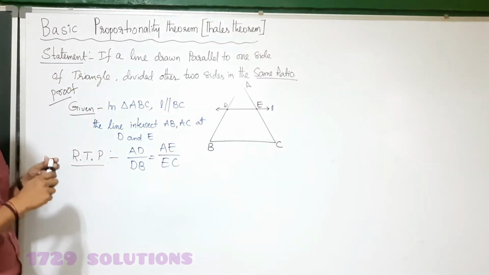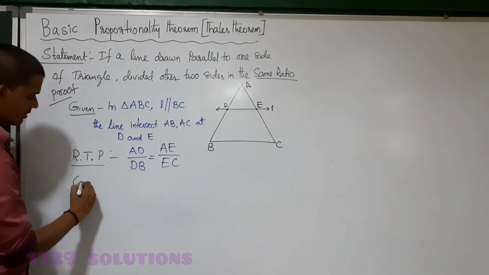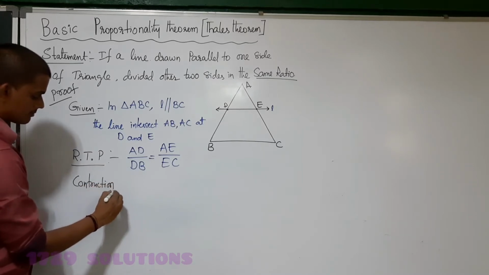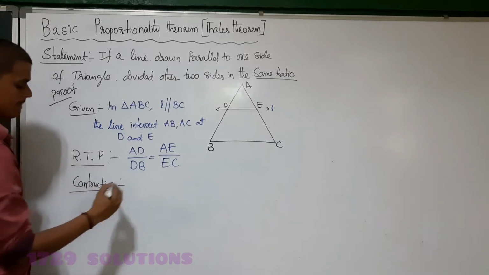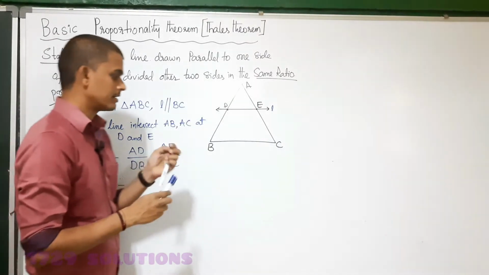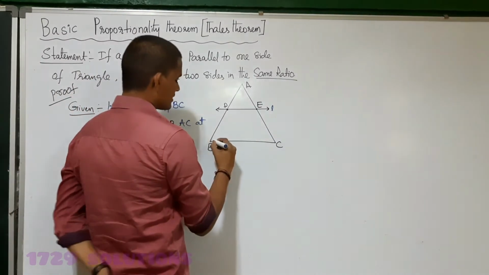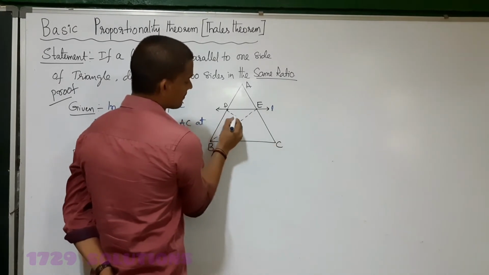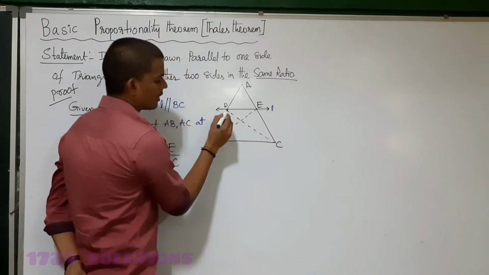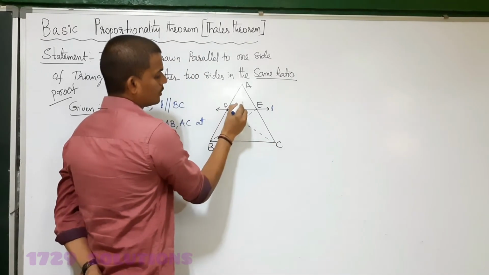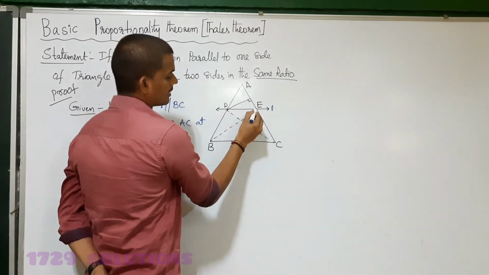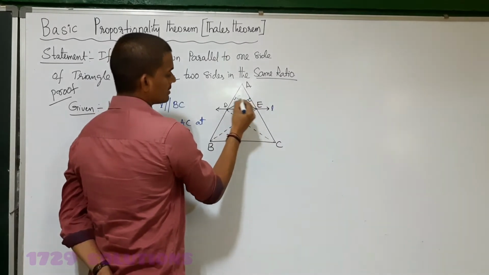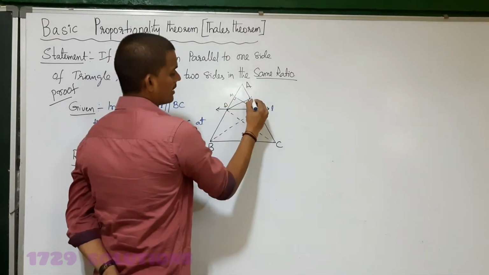Now after that, there is a construction. It is not possible for all problems. So what construction am I going to take here? I am going to join BE and also CD, and also I am going to draw a perpendicular line from D to AE, and from E to this line. So I am taking two perpendicular lines. Let them be named M and N.